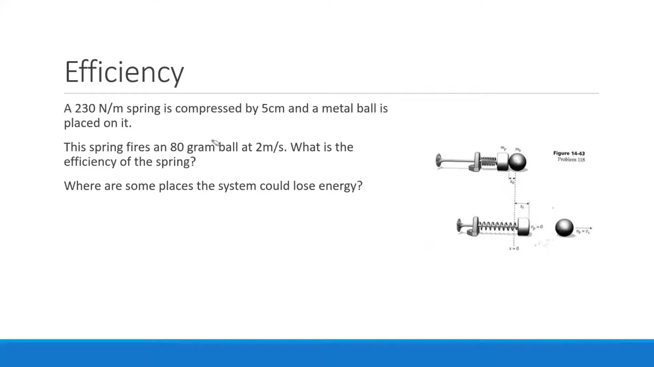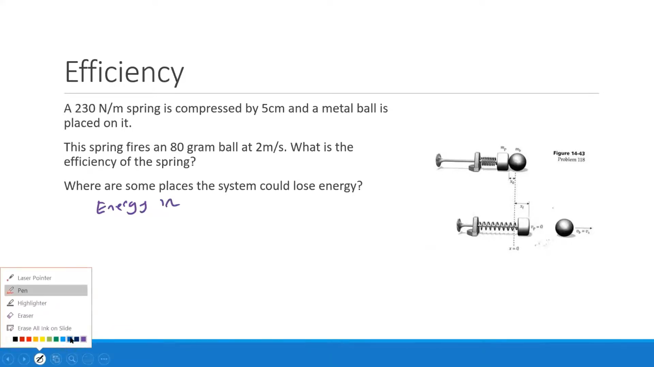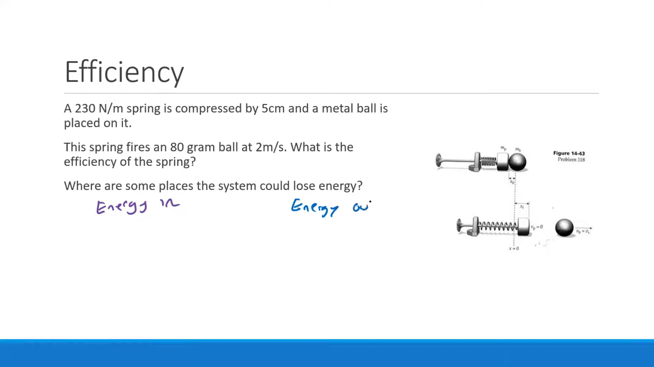Well, this is how I'm going to do this question. I'm going to break it into two parts. One part is going to be energy in, and one part is going to be energy out. So the first part, energy in, we've got a spring. So we're going to use the energy for a spring, which in this case, potential energy of a spring is half K delta X squared.